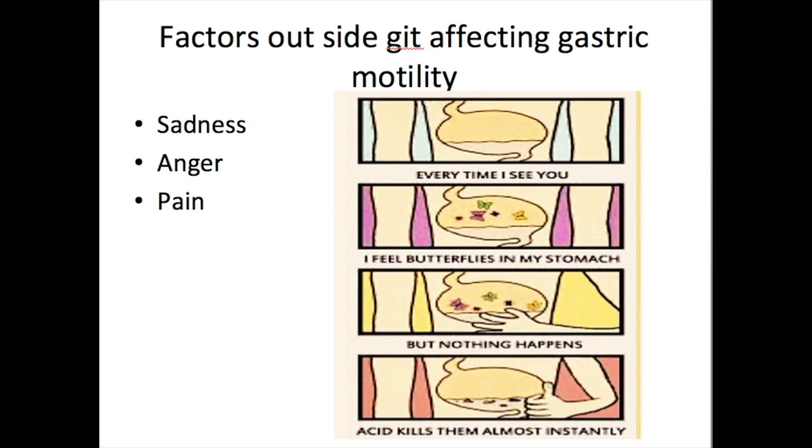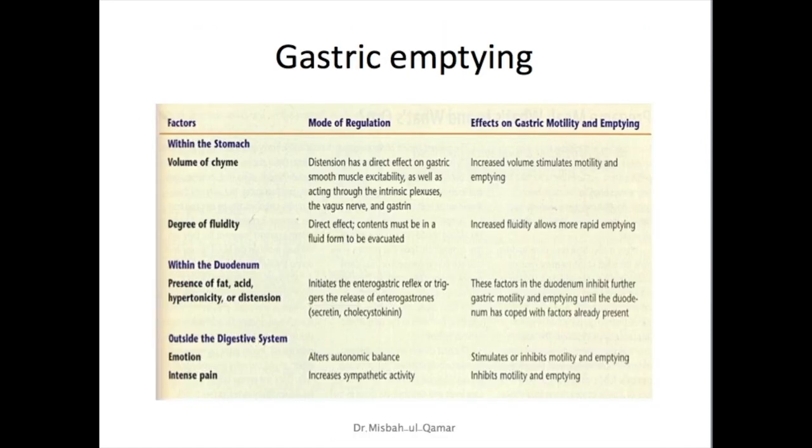Factors outside the GIT affecting the gastric motility are sadness and fear, which cause decreased motility, and then there is anger and aggression, which lead to increased motility, while pain causes decreased motility due to increased sympathetic activity. Well, here is the summary of the factors affecting gastric emptying, and I think you should memorize it for the sake of your exam.